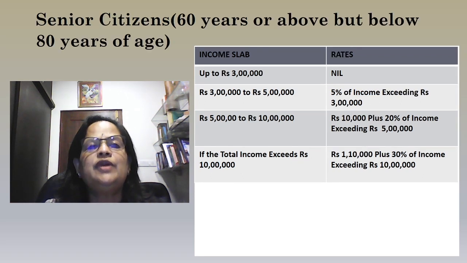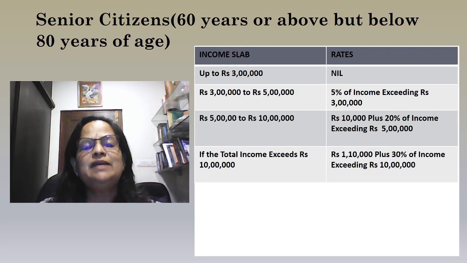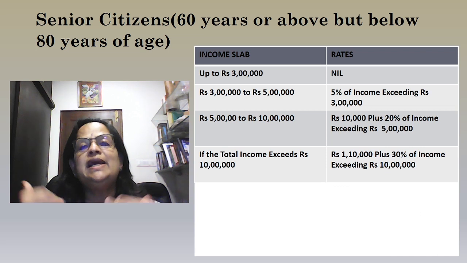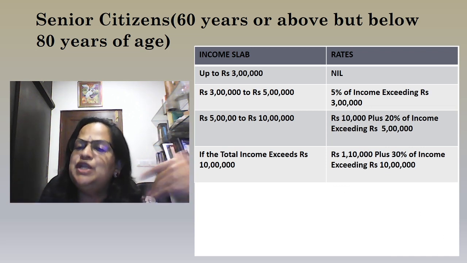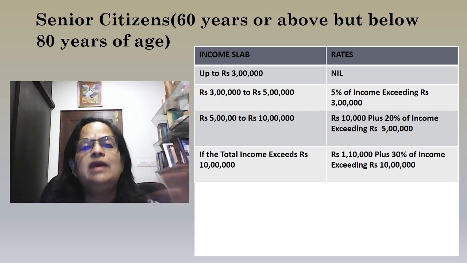So now you have to remember what will be the tax slab for senior citizens. Senior citizens and super senior citizens, the rates are different. So senior citizens are 60 years or above age but below 80 years of age. Super senior citizens meaning above 80 years of age. So for senior citizens up to 3 lakhs it's nil. See, for the previous individuals 2,50,000 is nil. Here up to 3 lakhs is nil. Now 3 lakhs to 5 lakhs, 5% of income exceeding rupees 3 lakhs.